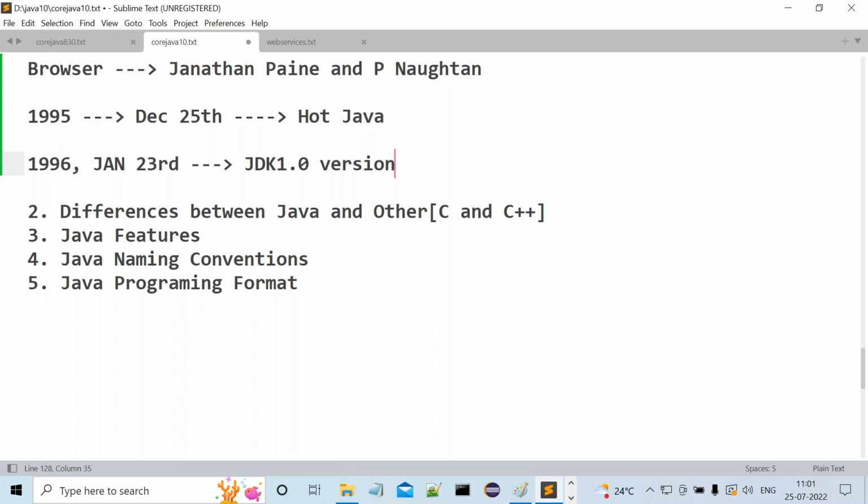In the 1.2 version, J2EE and J2ME were provided. Initially, only J2SE existed, that is the JDK. From the 1.2 version of Java onwards, the J2EE platform was introduced, and the J2ME platform was introduced. These two were introduced along with the 1.2 version of Java.